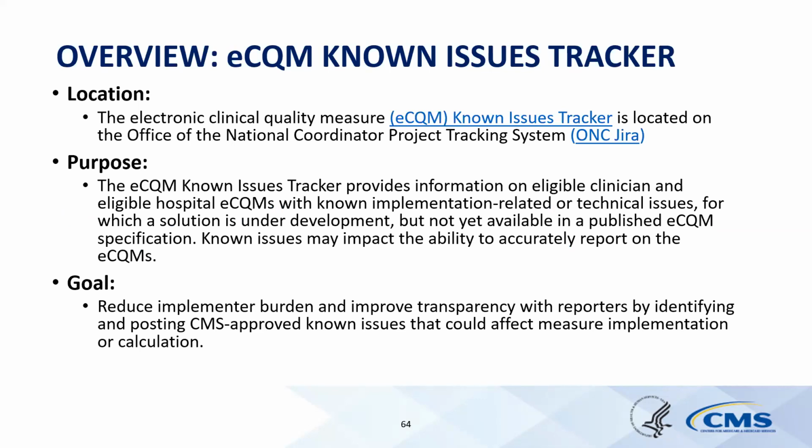The eCQM known issues tracker is a separate ONC JIRA tracker, which is a forum to provide information on known eCQM implementation related or technical issues for which a solution is under development, but has not yet been made available in a published eCQM specification. CMS approves known issues that could affect either implementation or measure calculation. The goal of the tracker is to reduce implementer burden and improve transparency with reporters by identifying known issues to eCQM specifications.